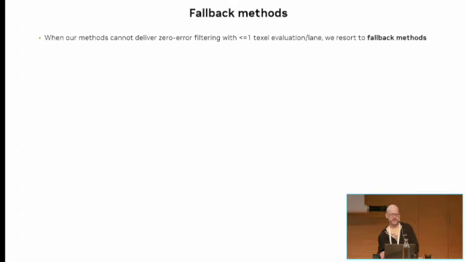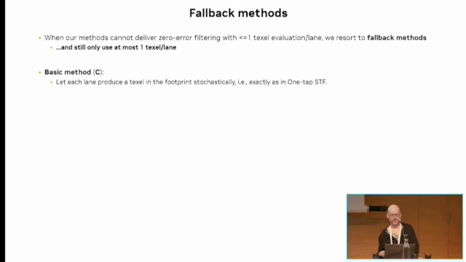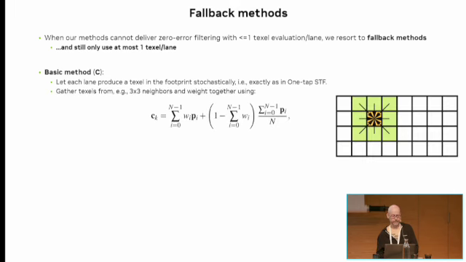So what happens when we are not able to produce zero error? It can happen that we cannot deliver zero error with at most one texel evaluation per lane, and in those cases we resort to what we call fallback methods. We still only use at most one texel per lane, but the quality becomes a little bit lower. We have a basic method denoted by C, and what we do is let each lane produce a texel using one tap STF, and then we gather texels from 3x3 neighbors and weight them together using this function.